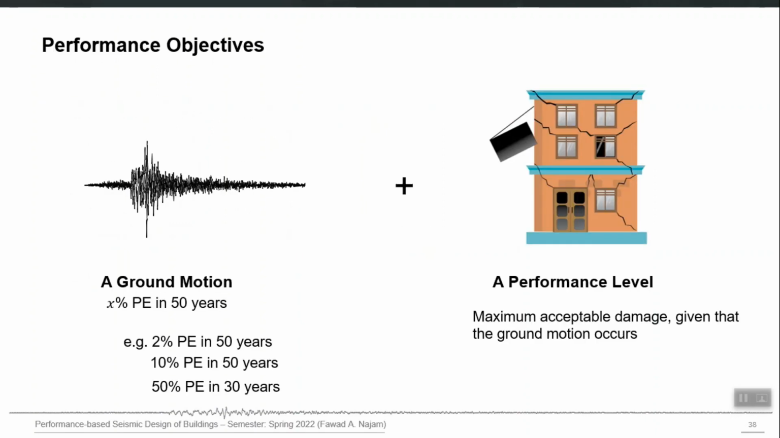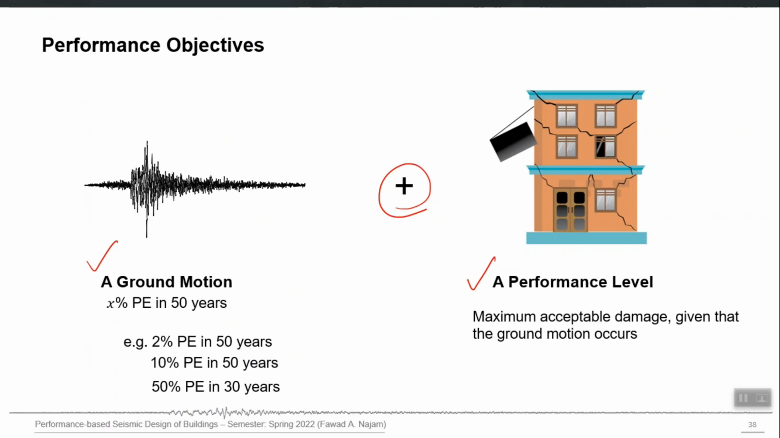The performance objective itself is made of two things: a performance level, which means the condition of the building, the maximum acceptable damage which the owner can accept, and that should be combined with the ground motion level. So there are several levels of earthquake under which you perform analysis, and there is a different expectation from the structure under each of these levels.